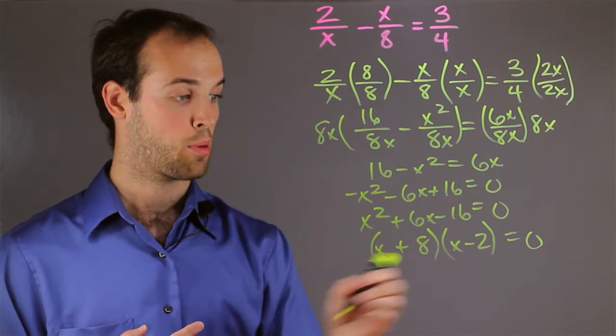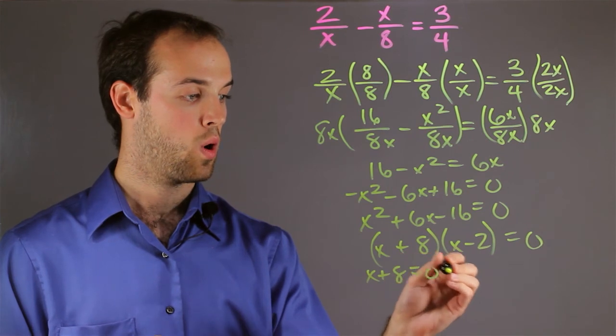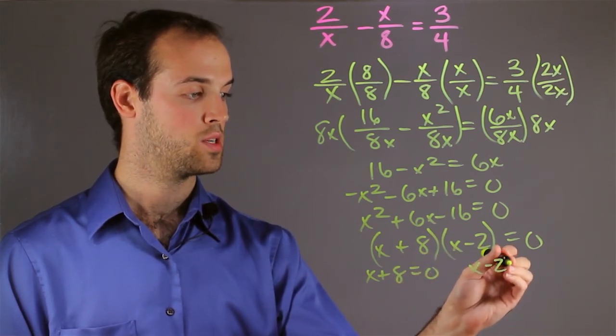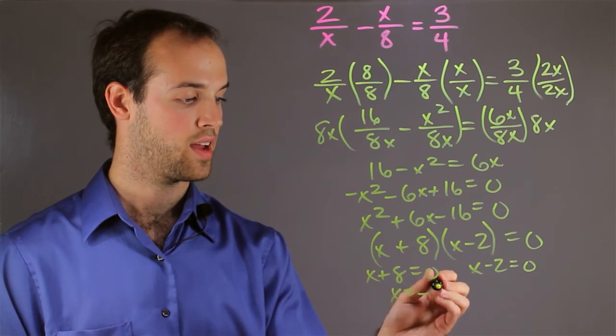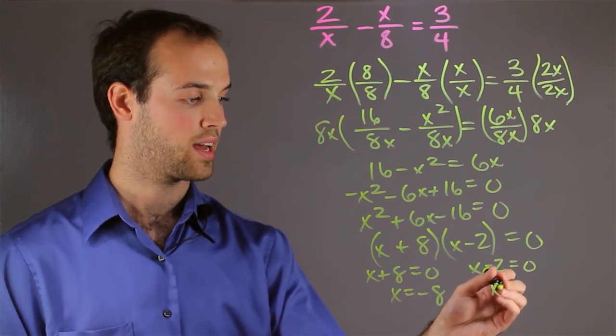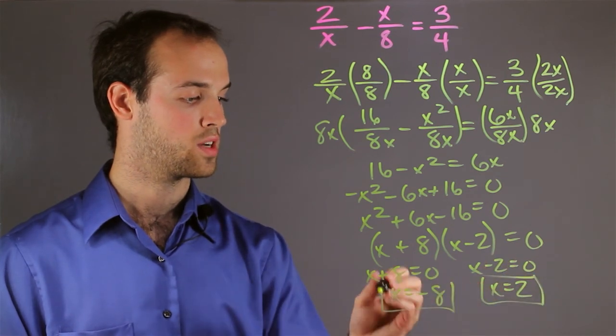And then because of the zero product property, I know that either x plus 8 must equal 0, or x minus 2 is equal to 0. Solve this and I get x is equal to -8. And I solve this and I get x is equal to 2. So I have 2 different answers for this quadratic.